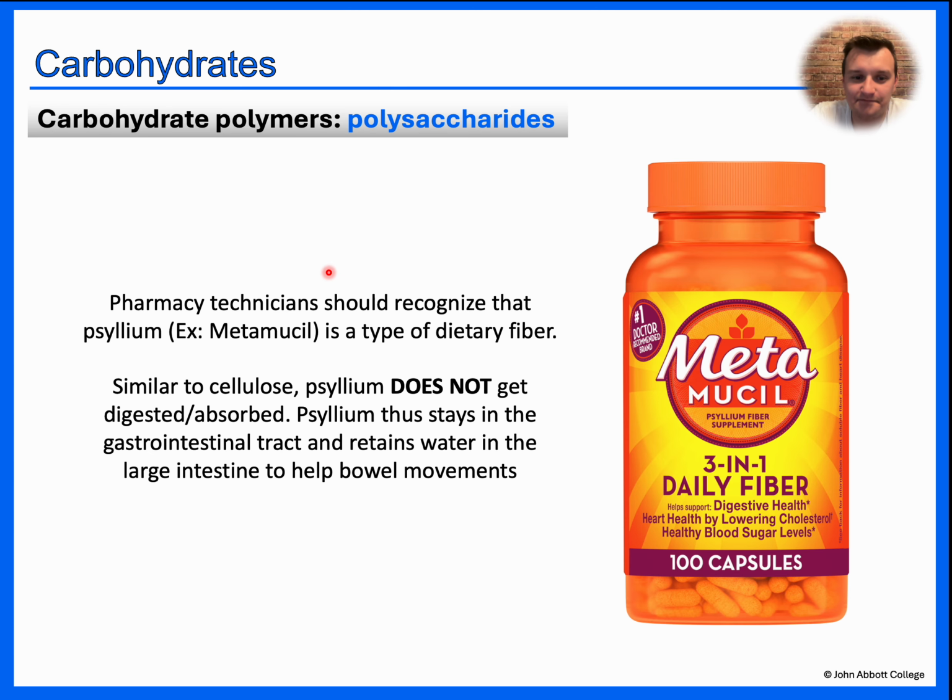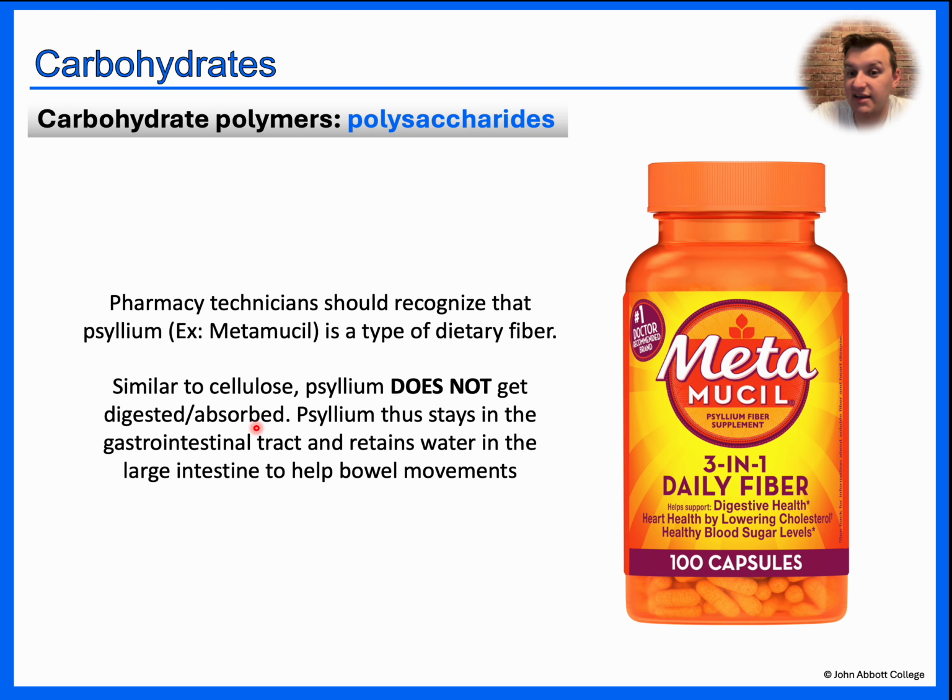So that's why pharmacy technicians should recognize that there are these different types of products, right? So Metamucil, for example, right? That could be sold. This psyllium over here is a type of dietary fiber that could be given, right? It's kind of like cellulose. Similar to cellulose, psyllium does not get digested or absorbed. It's a capsule of things that won't be digested.